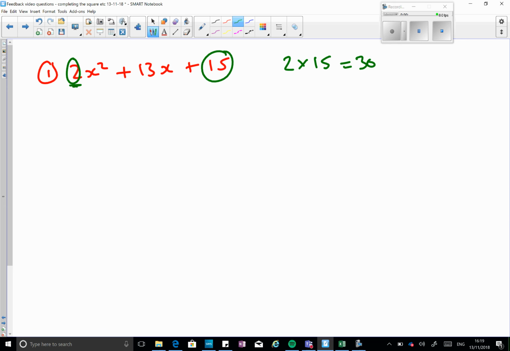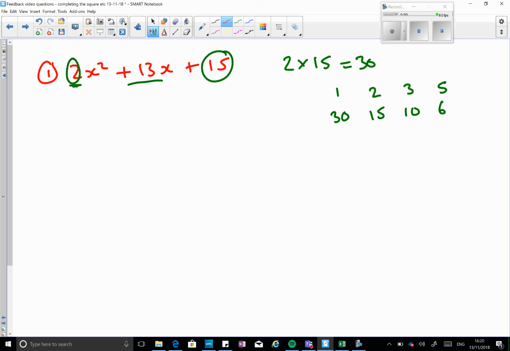So then we write down the factors of 30. So 1 times 30, 2 times 15, 3 times 10, 5 times 6, and by going in order like this, I know I've picked up all the factors. Then we say, right, how could I create 13x using any one of these pairs of factors?